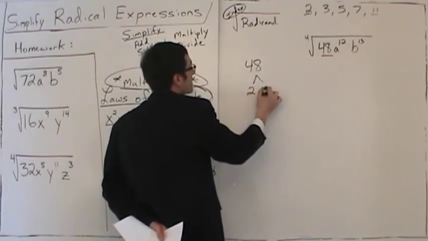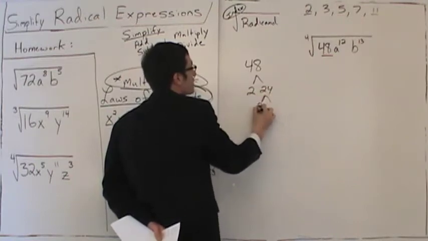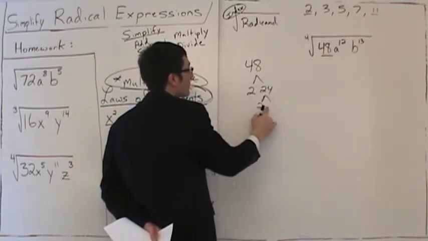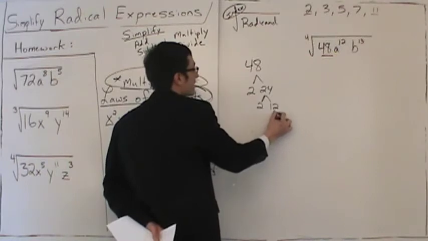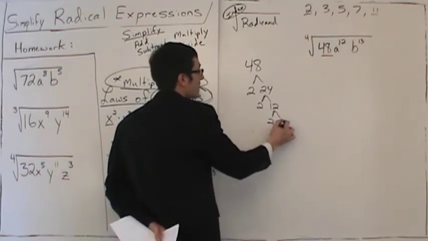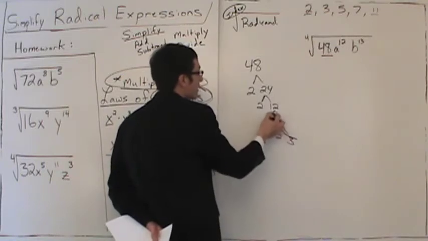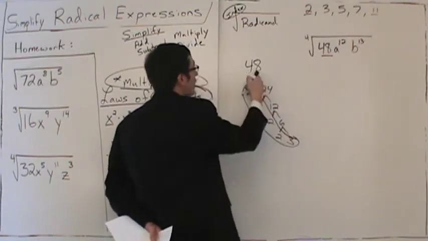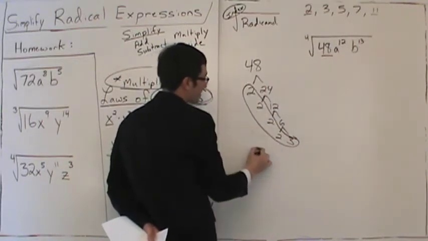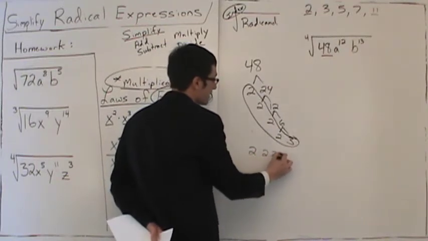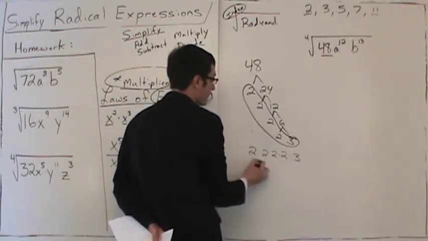48 divided by 2 gives what? 24. Divide by 2 again. 24 is even. Divided by 2 gives 12. And now divide 12 by 2: 2 times 6. Divide the 6 by 2, which is 2 times 3. Okay, so what do we have here? 48 is 1, 2, 3, 4 2s: 2 times 2 times 2 times 2, and a 3. Okay, so 4 2s and a 3.